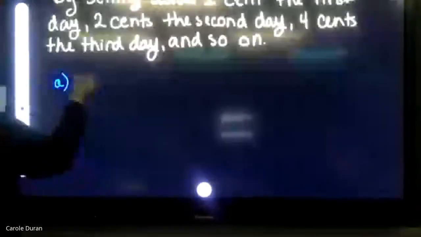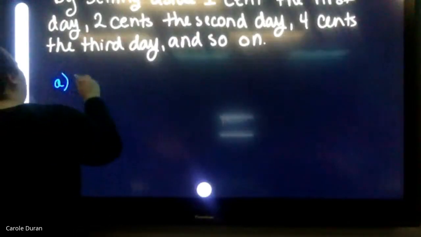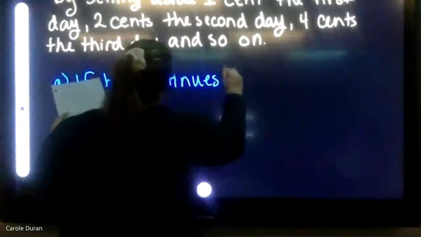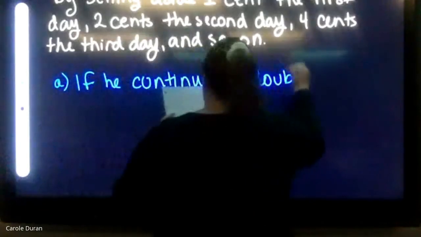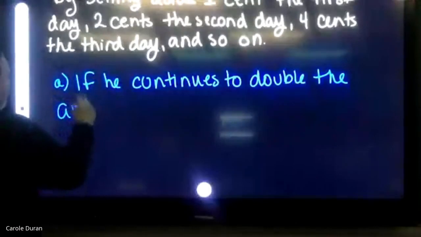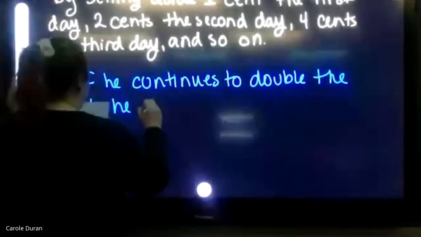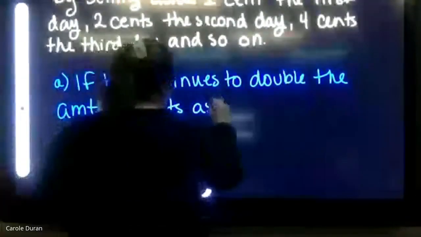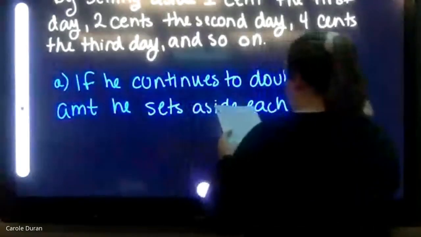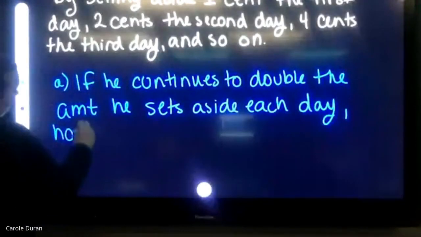The first one says, assuming he is not, oh, sorry. No, just kidding. That's part B. If he continues to double the amount set aside each day, I'm going to use AMT for amount. How much will he set aside on the 15th day?